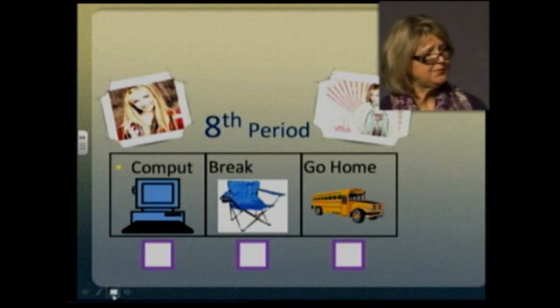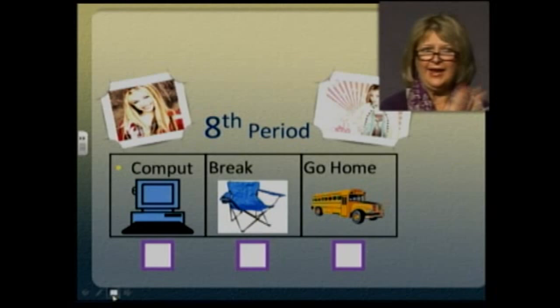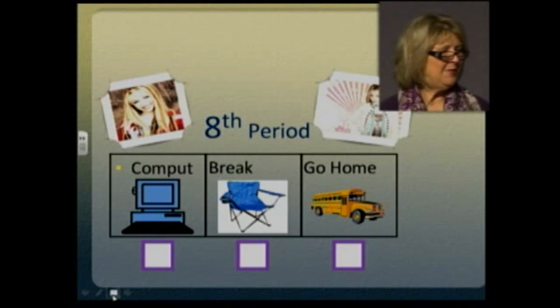Here's another one who was having problems getting off the computer, and you notice that we've got Hannah Montana, because that was her high interest area. And before computer, we made sure that she was going to have a break before she went home, and hers was a checkoff schedule.